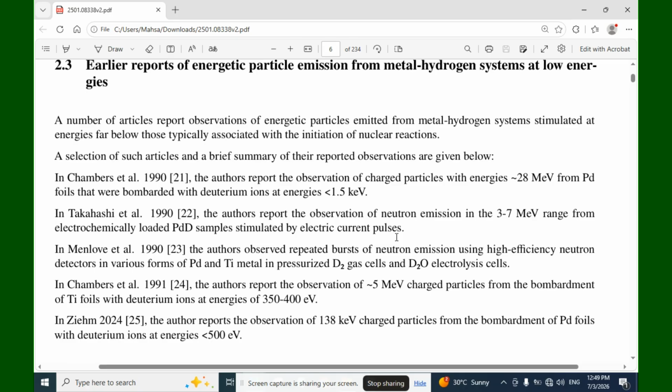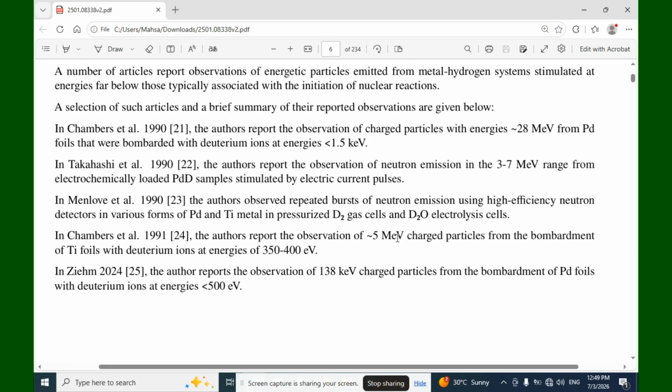In Chambers and his colleagues, 1990, the authors report the observations of charged particles with energies about 28 megaelectron-volt from the palladium foils that were bombarded with deuterium ions at energy less than 1.5 kilo-electron-volt. In Takahashi and his colleagues, 1919, the authors report observation of neutron emission in the 3 up to 7 megaelectron volt range from the electrochemically loaded palladium deuterium samples stimulated by electric current pulses.